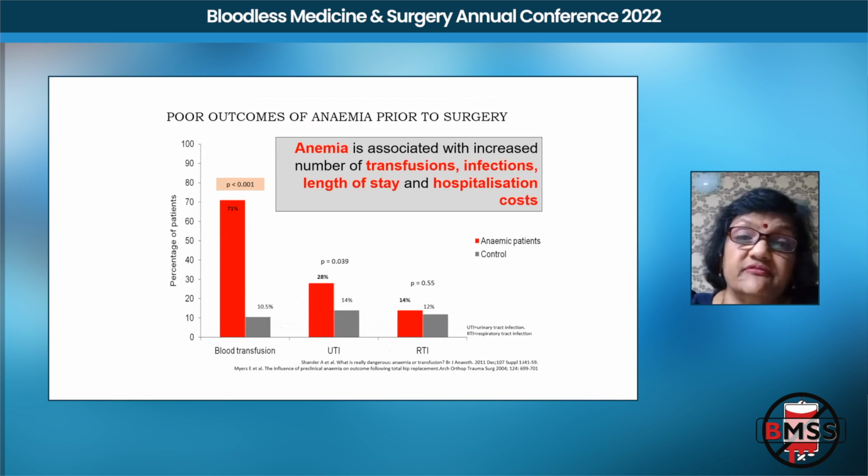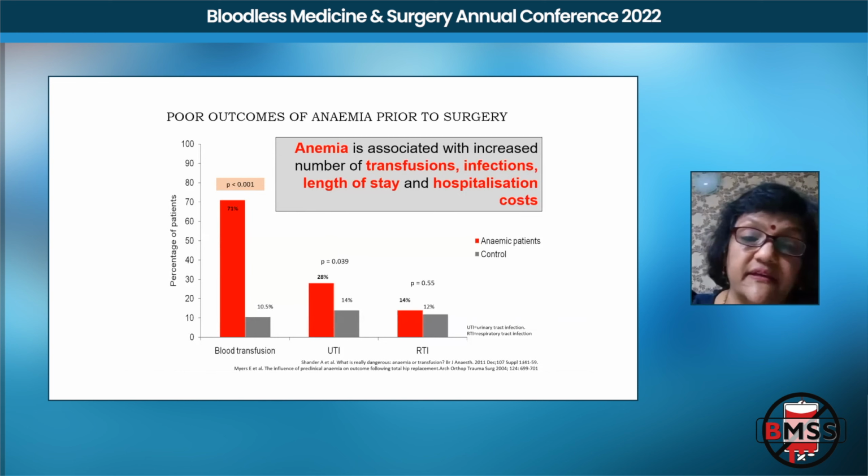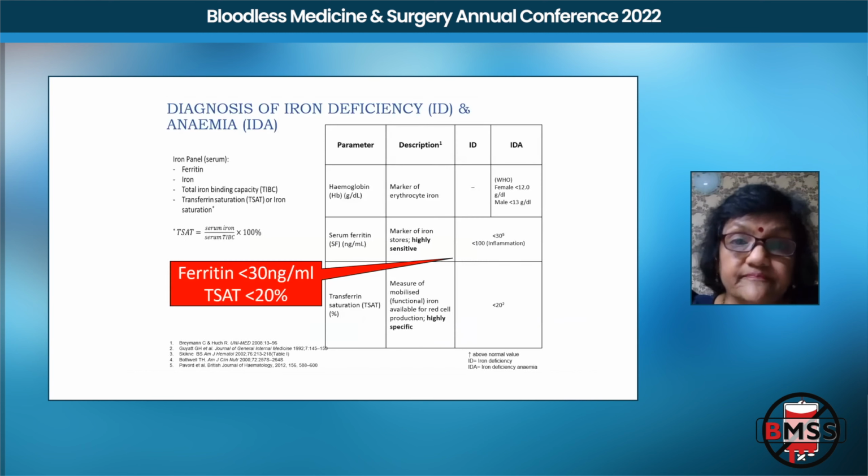So, poor outcomes of anemia prior to surgery. In the study, they compared anemic patients and controls, and they saw that among anemic patients, those who required transfusion was 71% compared to non-anemic patients, which is 10.5%. And those who are anemic were also prone to a higher risk of urinary tract infection as well as respiratory tract infection compared to the control group.